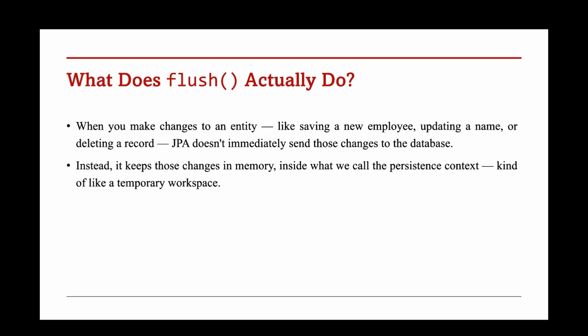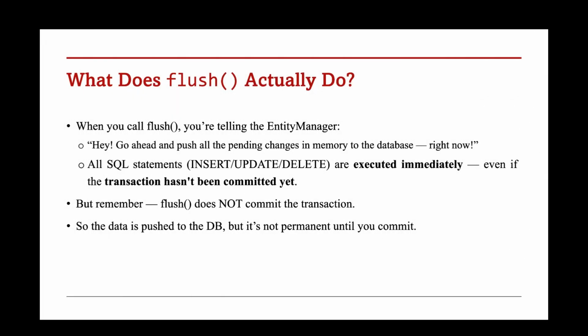So what does EntityManager.flush actually do? When you make changes to an entity, like saving a new employee, updating a name, or deleting a record, JPA doesn't immediately send those changes to the database. Instead, it keeps those changes in memory, inside what we call the persistence context, kind of like a temporary workspace. Now here's the key point. When you call flush, you're telling the entity manager, hey, go ahead and push all the pending changes in memory to the database, right now.